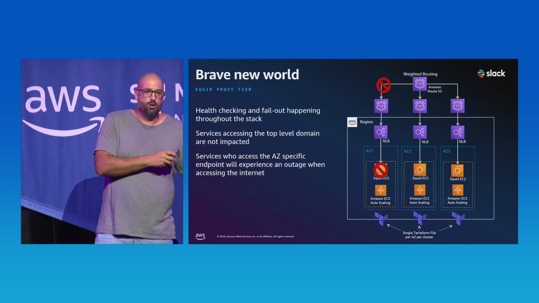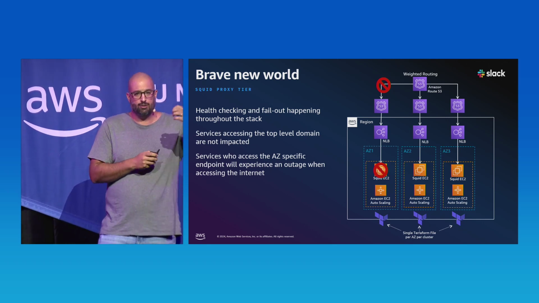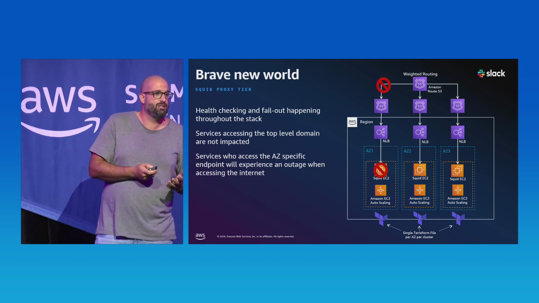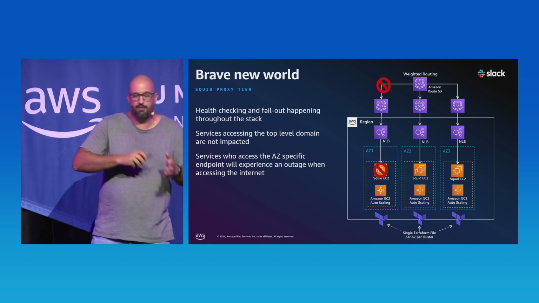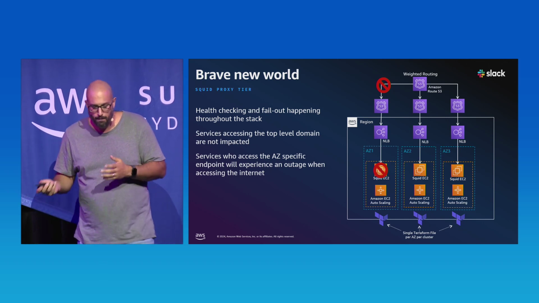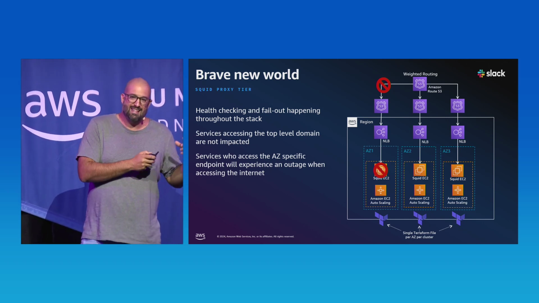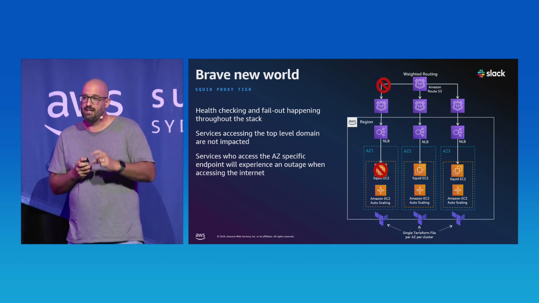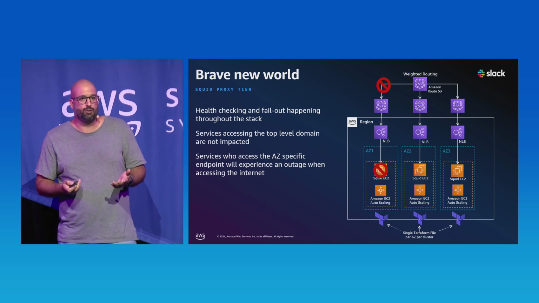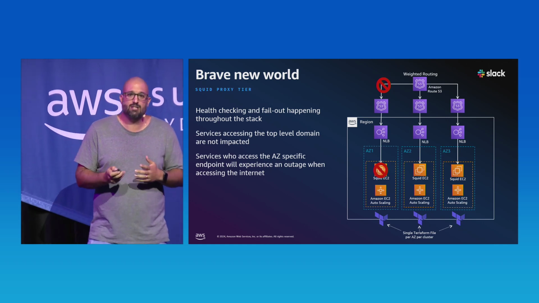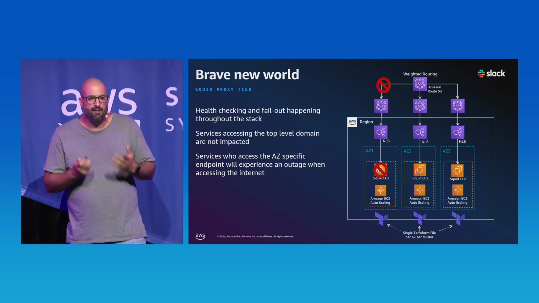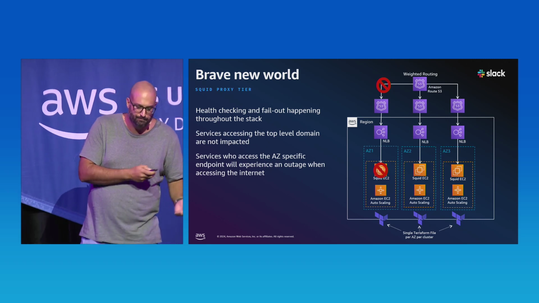Now, workloads within Slack that are using that top-level DNS record we created are not impacted by this change. Their requests simply fail over to another cell and things continue to operate as normal. However, services that access the cell-specific DNS entry point are now experiencing an outage, and they have to do one of two things. The service either needs to evacuate themselves out of that AZ or handle the failure gracefully on their own.